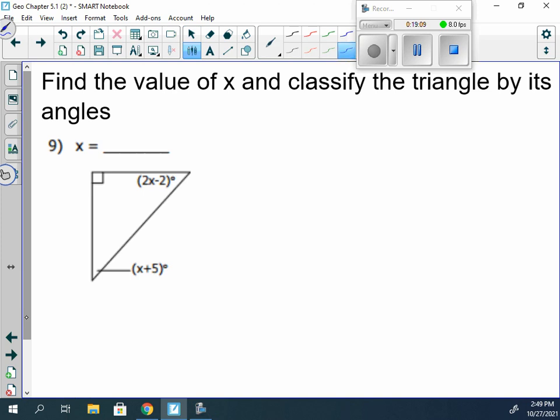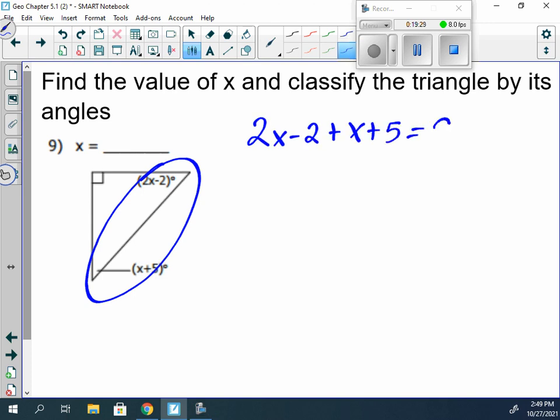So if we look at this problem here, we do have a right triangle, yes? Because we do have one right angle. So what that's telling us is that these two angles here will add together to be 90. So we could say that 2x minus 2 plus x plus 5 is equal to, could we have added all three together and set it equal to 180? Would it give us the same answer? Mm-hmm. You just take away that equal sign. And then set that equal to 180.